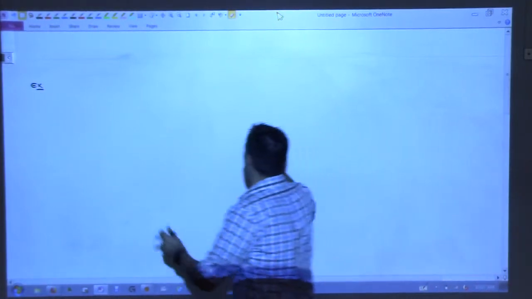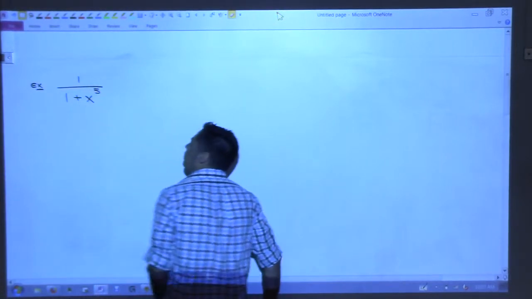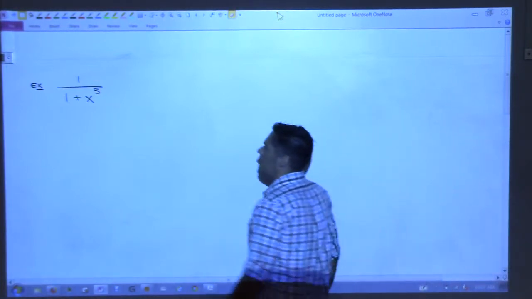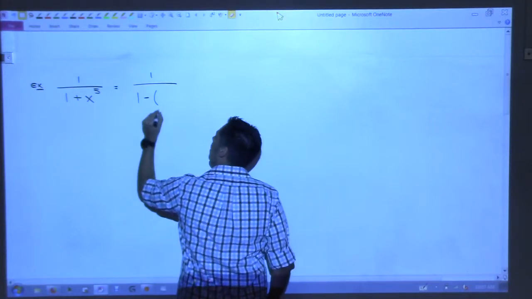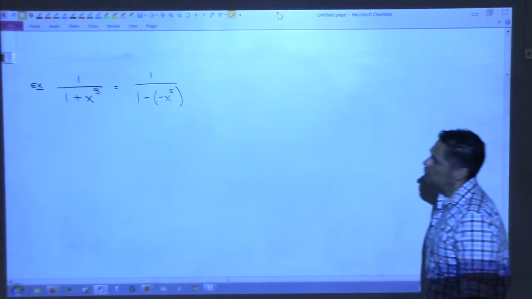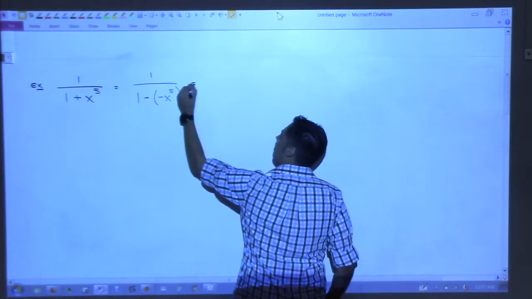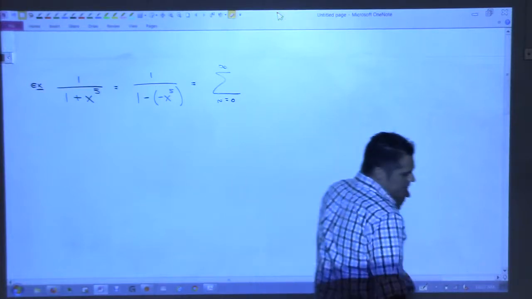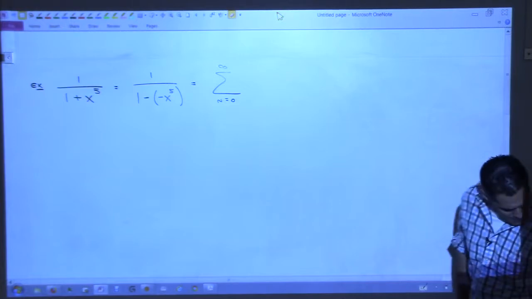Okay, one more of these. 1 over 1 plus x to the fifth expresses a power series. I can rewrite this as 1 over 1 minus negative x to the fifth, right? Which would be the sum n equals 0 to infinity of negative x to the fifth to the n.